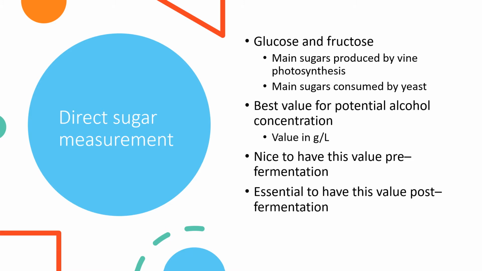So this is a really nice value to have pre-fermentation, but this is an essential value to have post-fermentation, because all those tools that we mentioned before are not going to give us an indication of dryness. The only way to actually determine if a wine is dry is by doing a direct sugar measurement. So you can't just see a flatlining level on your densitometer or your hydrometer and say, yep, we're dry. You really do need to send your wine in for a proper test.